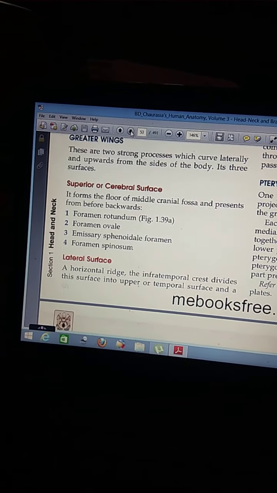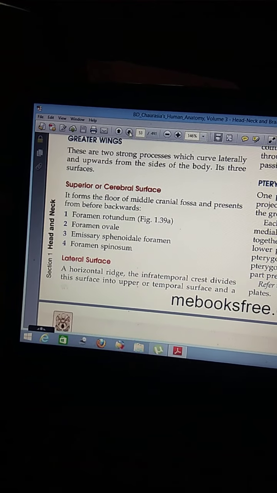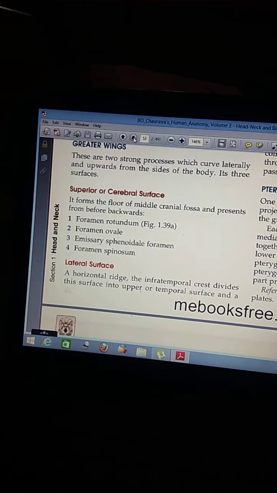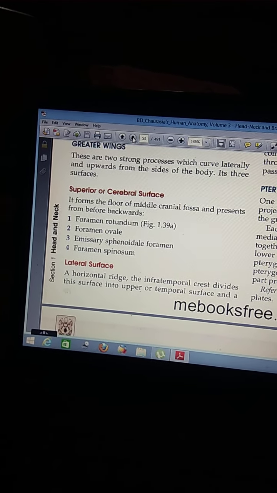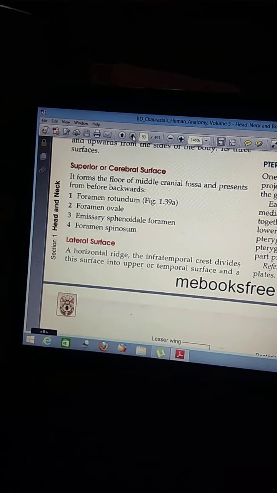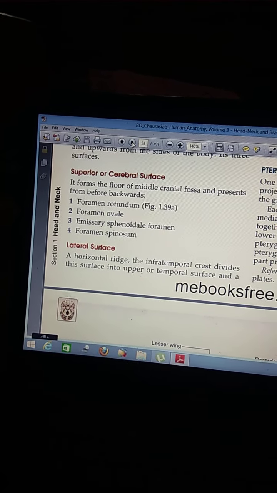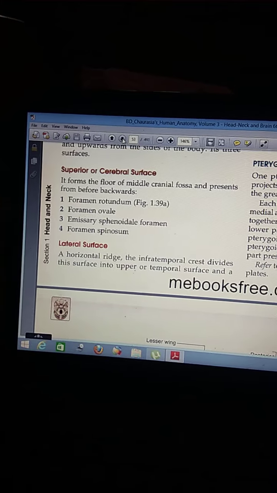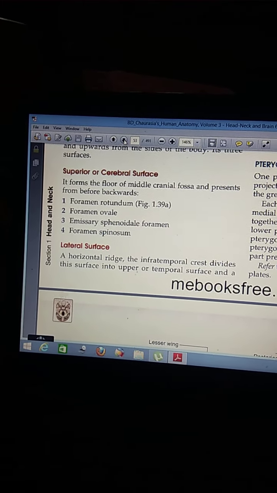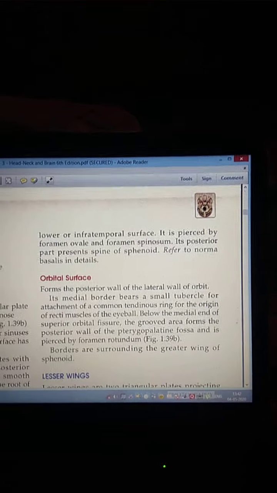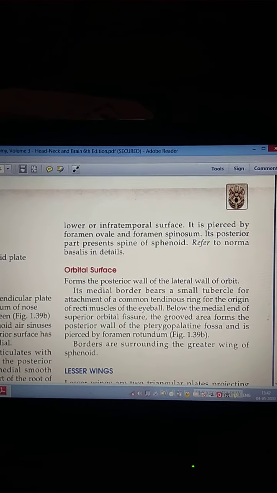Superior or cerebral surface. First, foramen rotundum, foramen ovale, emissary sphenoidal foramen, and foramen spinosum. Now the lateral surface: the horizontal ridge, the infratemporal crest, divides the surface into an upper or temporal surface and the lower or infratemporal surface.